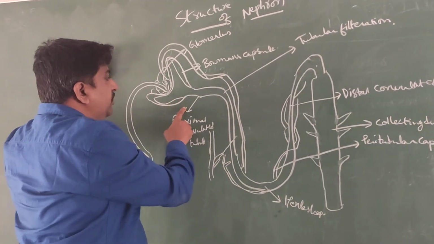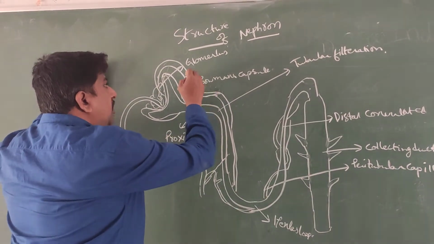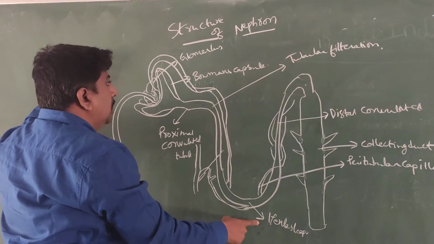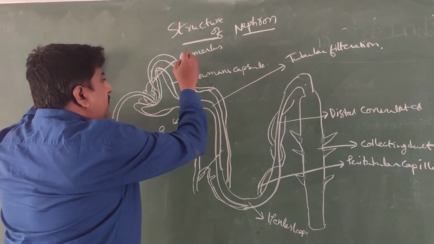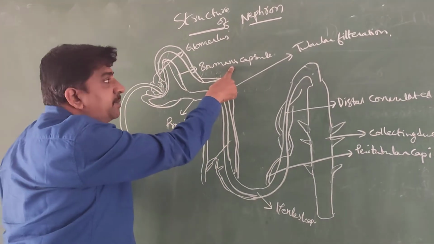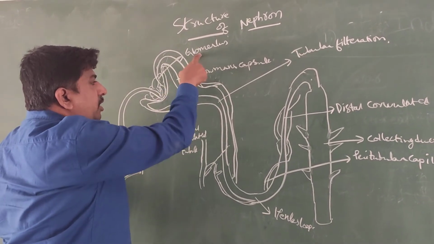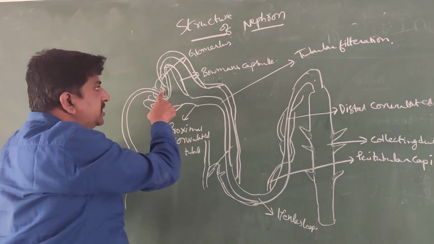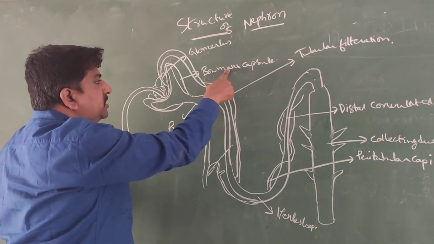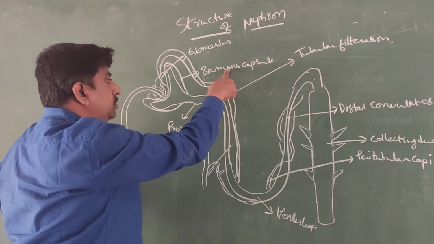Yesterday I taught that this nephron is classified into two parts: the Malpighian corpuscle and the Henle loop. The Malpighian capsule consists of a cup-shaped structure. That cup-shaped structure is called the Bowman's capsule. Inside the Bowman's capsule, we are able to see a number of blood capillaries that are called the glomerulus. The glomerulus and Bowman's capsule together form the Malpighian capsule.